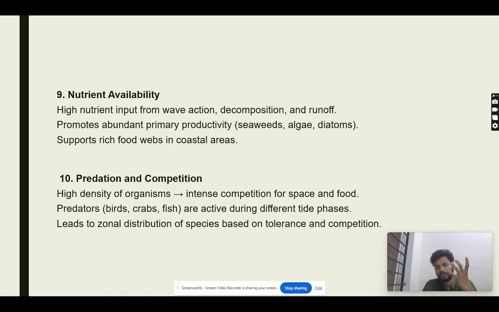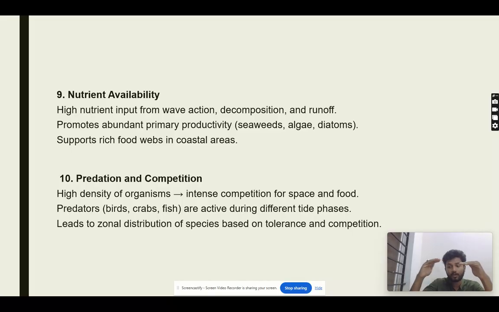Seaweeds, algae and diatoms and all, primary productivity is increased. So photosynthesis basically is done and supports rich food webs in coastal areas. One of the major key factors of the littoral zone is this. Then comes the predation and competition. High density of organisms, intense competition for space and food.